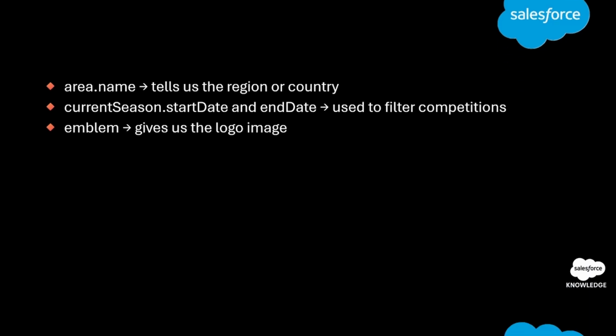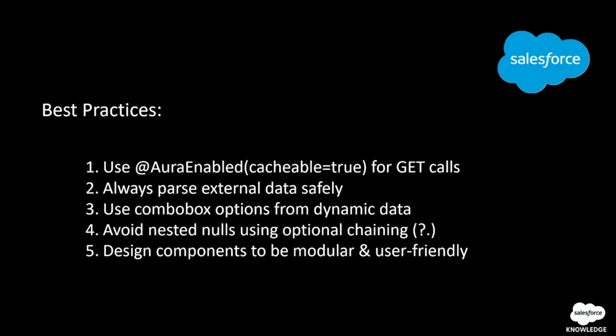So we'll again coming back here, and these are some of the best practices. First, it is saying use AuraEnabled cacheable true for get calls. So cacheable true, with this what will happen, whenever we are fetching the data, it will cache the data on the client side, right? So in this case, if there is any issue like some of the data might be very large, so if it is cached on the client side, it will be very easier. If it is second time calling the same method, it can provide the data from the cache.